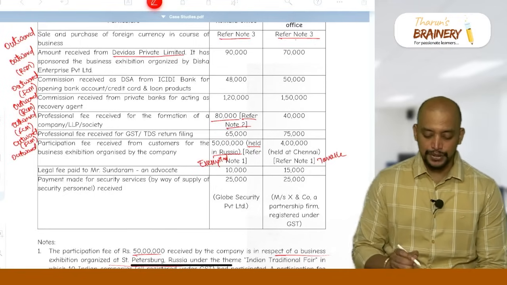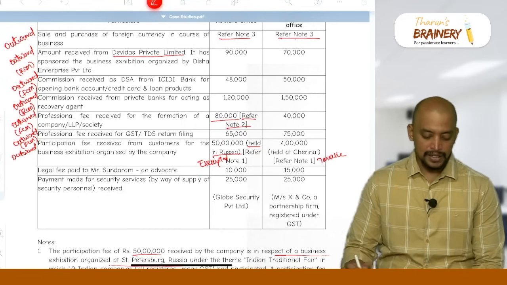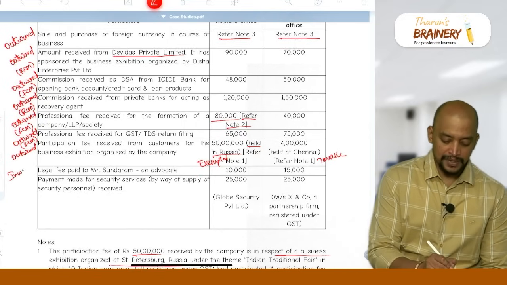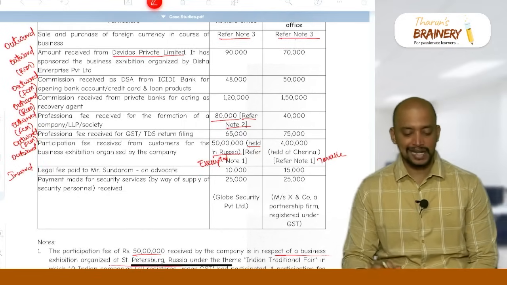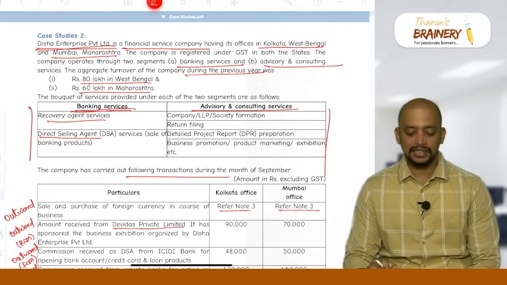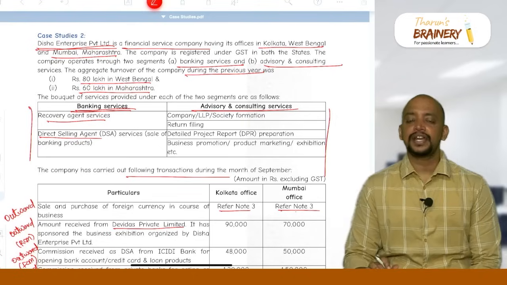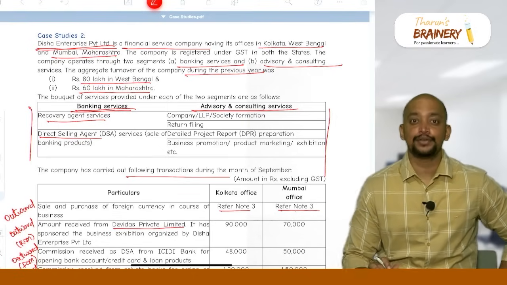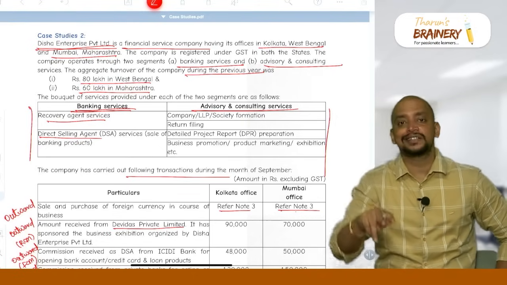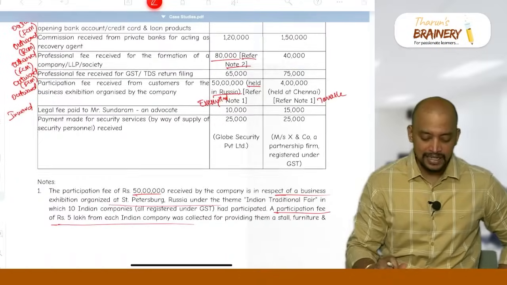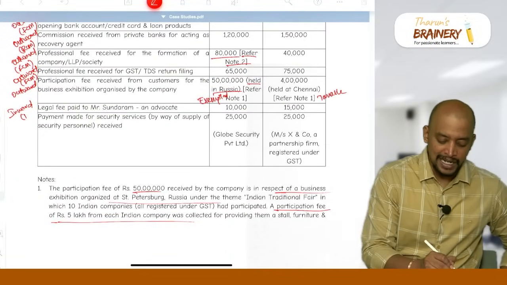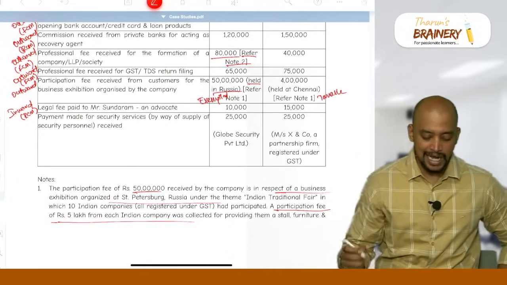Then legal fee paid to Sundaram, an advocate. So this is an inward supply. For an inward supply, we need to know whether it is taxable or exempted. So see their turnover during the previous year. The turnover during the previous year is 80 lakhs, 60 lakhs. Advocate services provided to a business entity whose turnover during the previous year does not exceed the threshold limit is exempted. In this case, their turnover during the previous year exceeds the threshold limit. Therefore, it will be inward coming under RCM.